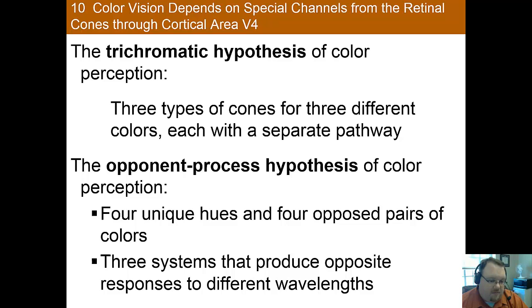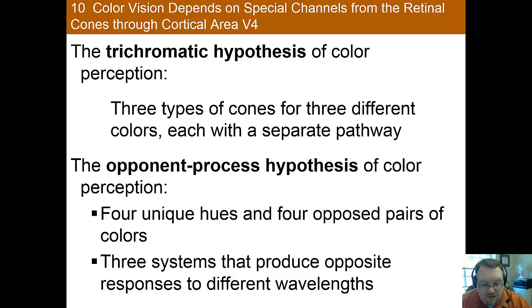That would be explained by opponent process, where essentially there are these opponent colors, and while one is being exhibited, the other is being suppressed. And if that flips, as happens when you look away from a bright color, then you see the other color because it's no longer being suppressed. So both of these hypotheses have some support, and neither is fully explanatory.